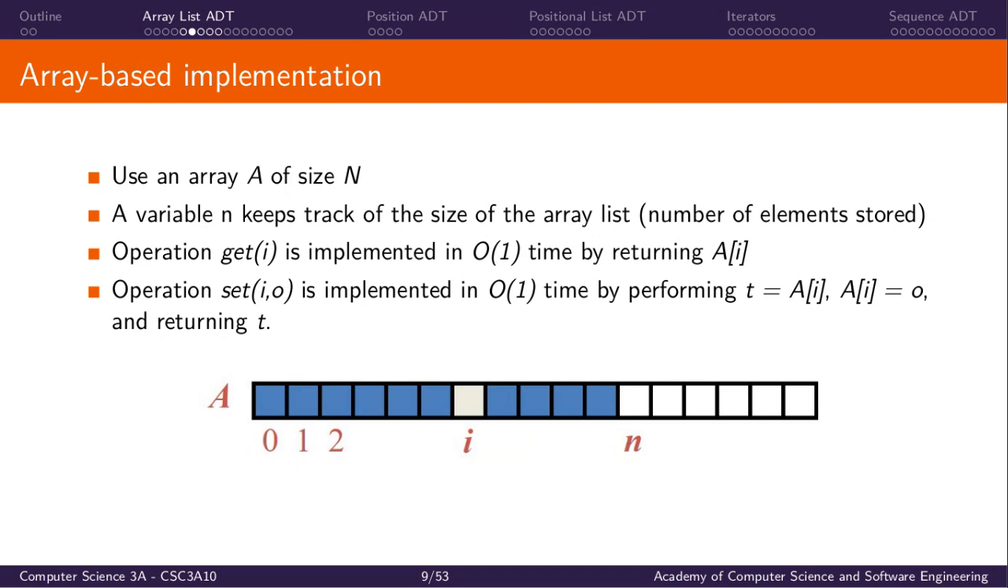So variable n will keep track of the size of our array list, so simply the number of elements stored within that. Operation get I, because we're simply returning without removing something from our array, will be constant time. We simply index into our array at I and return that particular value. Set I, which we said, will simply replace what is stored at I. That'll be constant time because you index into that, perhaps store that into a temporary variable that you want to return. Then that new value O is stored at that index A[i] and returns it. All right.